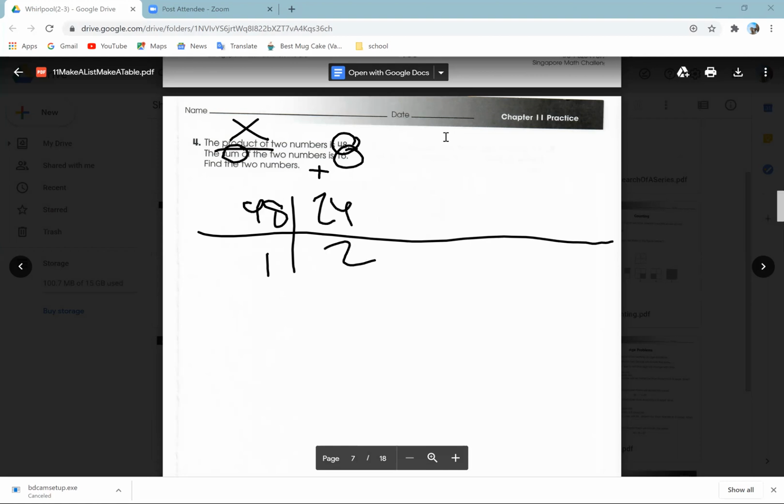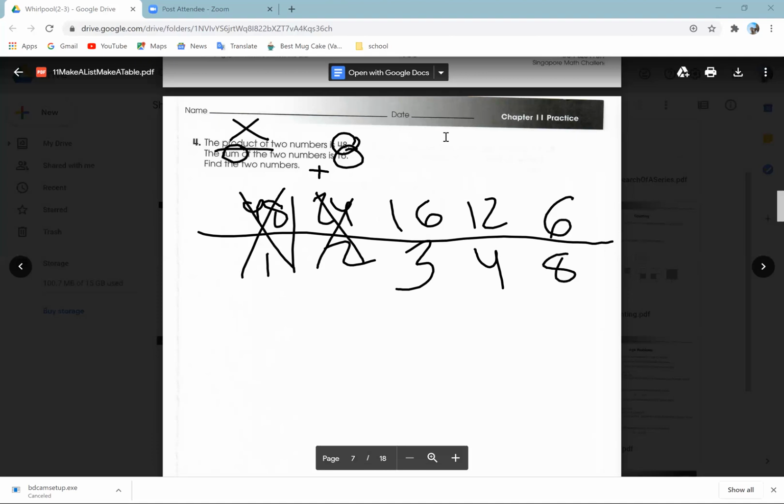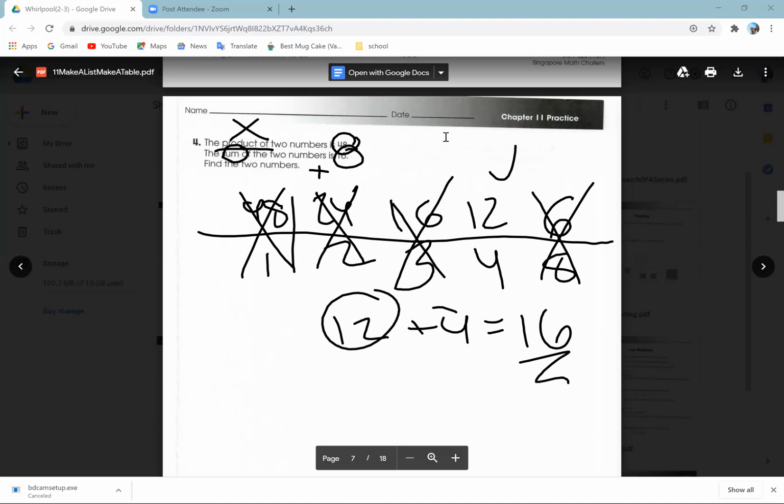24, 2, 16, 3, 12, 4, and 6 and 8. So we know that's not going to be it. No, that's not going to be it. 12, 13, 14, 15, 16. Could be it. 8, 9, 10, 11, 12, 13, 14. That's not it. So we know the answer is 12 plus 4, which equals 16, which these two numbers are our answer.